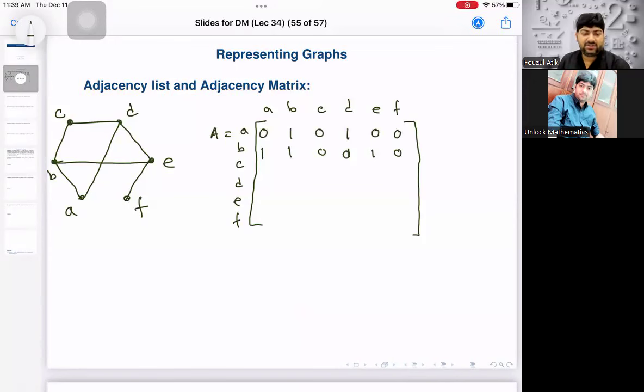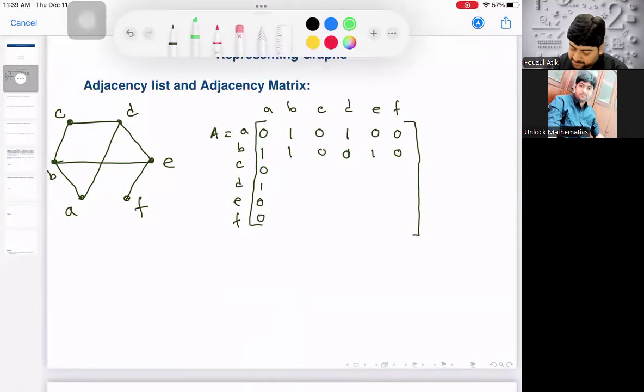And one more thing: because it's an undirected graph, A is adjacent to B means B is also adjacent to A. So this matrix is actually a symmetric matrix. So I don't have to fill the whole matrix. Whenever I have done the first row, I can immediately fill in the first column. The same thing will happen. So 0, 1, 0, 1, 0, 0. Similarly for the second row, it will become the second column. Right? So I'll do it in that way.